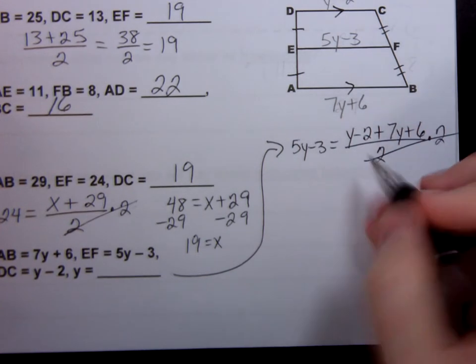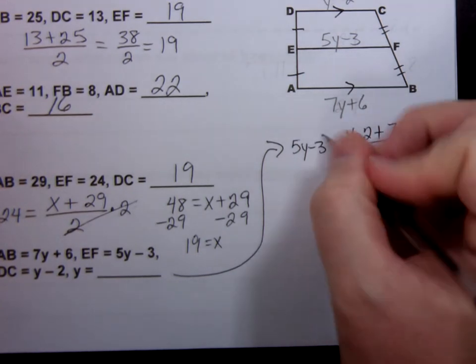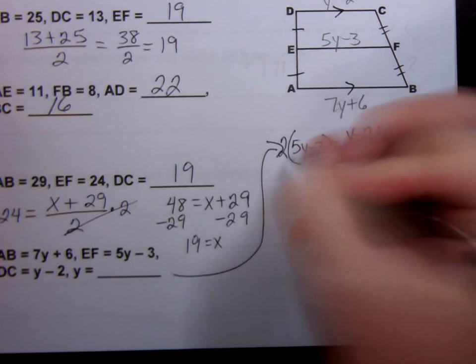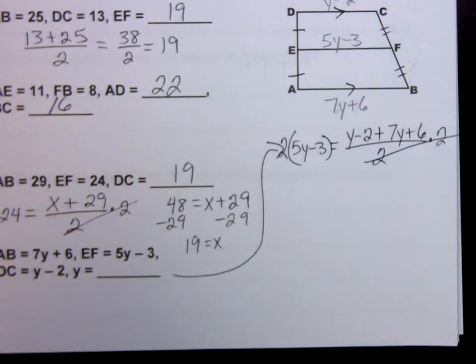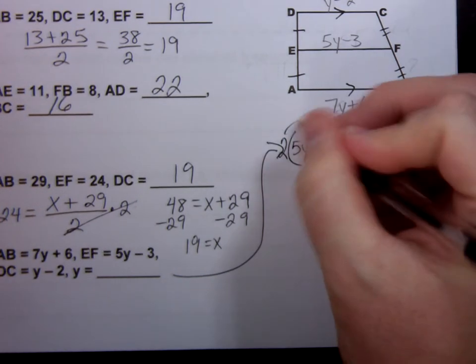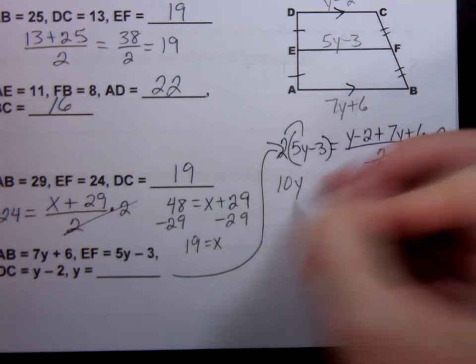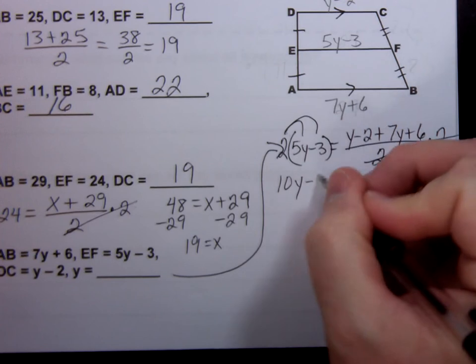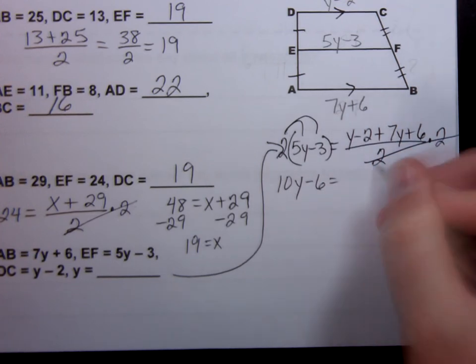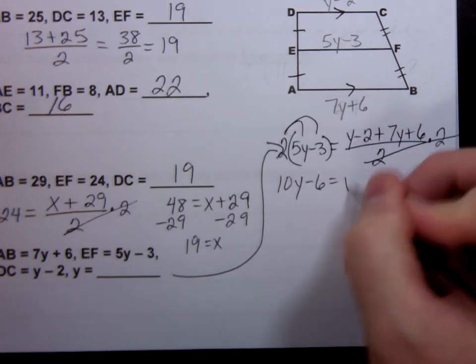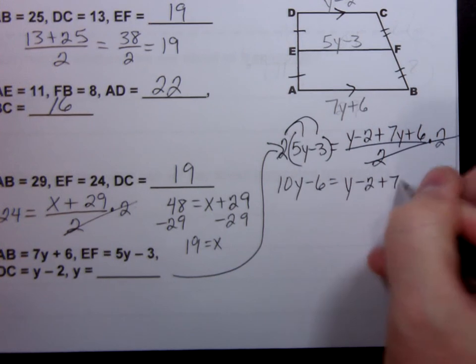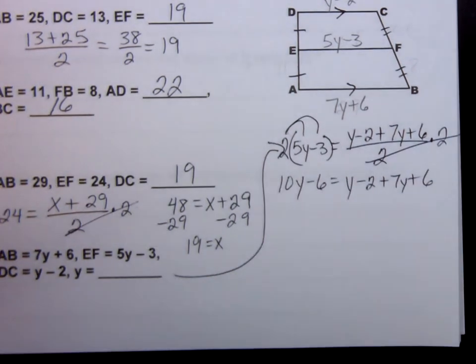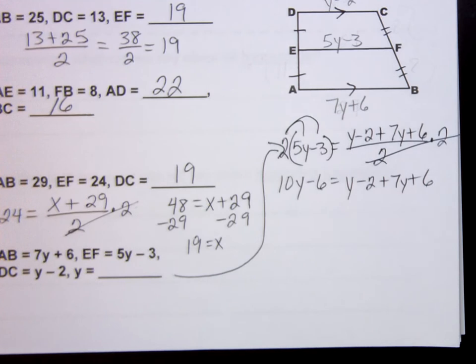Now if I multiply this side by 2, I'm going to put parentheses around it, put the 2 out in front, because all of it needs to be multiplied by 2. I have to distribute that multiplication. So 2 times 5y is 10y, and 2 times negative 3 is a negative 6. Over here, all I did was get rid of that 2 in the denominator, so everything else stayed the same. Okay, so I got rid of the problem of having a denominator.